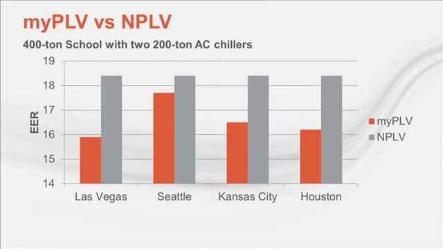Again, you can see the NPLV is static as you move the same chiller from location to location, while the MyPLV value is adjusting based on your building, your location, and your plant operation. Also notice the deviation between the two numbers. Seattle has the best deviation at 4%, while Las Vegas is 14% away. If these values were used in an energy analysis, you can see how you'd get two vastly different outcomes.